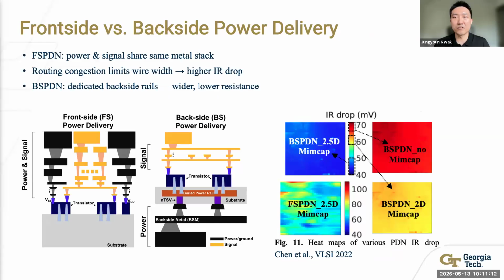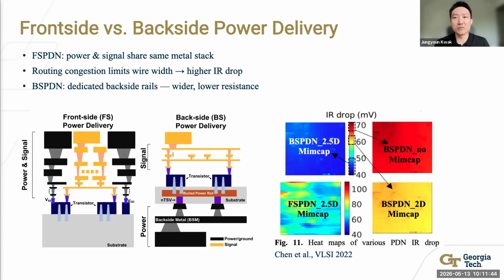On the left side is the front side power delivery network. In this approach, all the metal layers, signal wires, and power rails are on the same side of the wafer, above the transistors. Power rails have to share space with signal wires because they compete for the same metal tracks. Power rail width is very limited. A narrower rail has higher resistance, which means more IR drop when current is high.